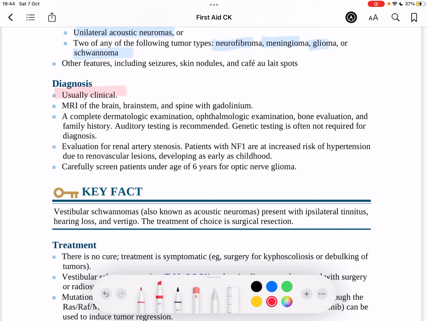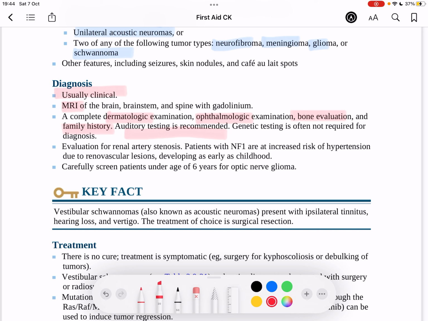An MRI of the brain, brainstem, and spine, usually with gadolinium, should be done to search for a lot of these intracranial lesions. A complete dermatological examination should be done as well. Ophthalmological exam should be done, like a fundoscopy, for example. Bone evaluation and family history. Okay, once you know the signs and symptoms of NF1 and NF2, it should be obvious to you what kind of exams you should do. Auditory testing, of course, for the bilateral vestibular acoustic neuromas, and genetic testing's not required for diagnosis.